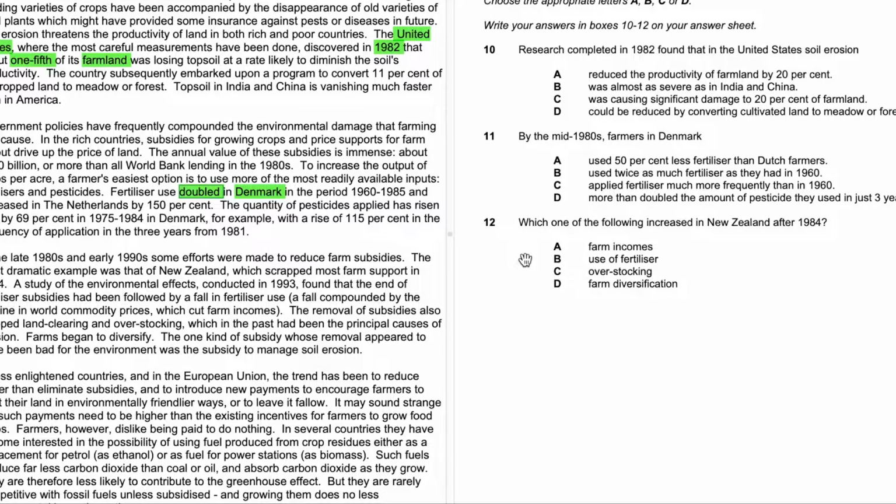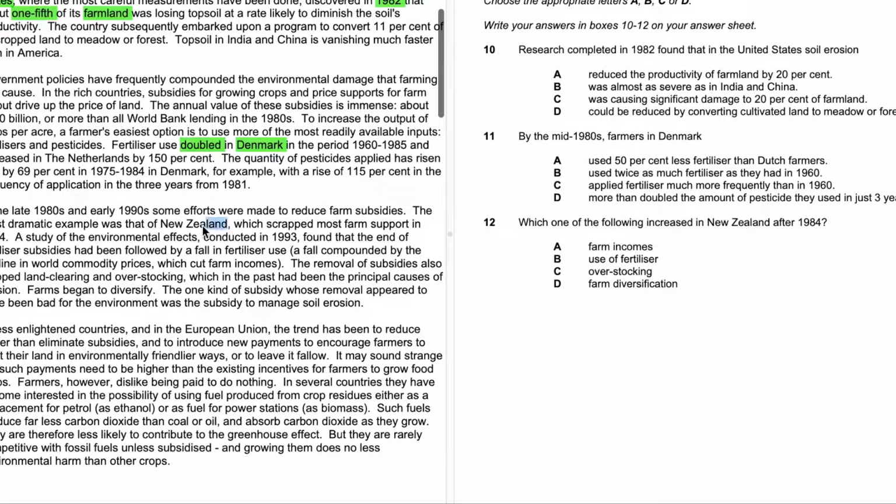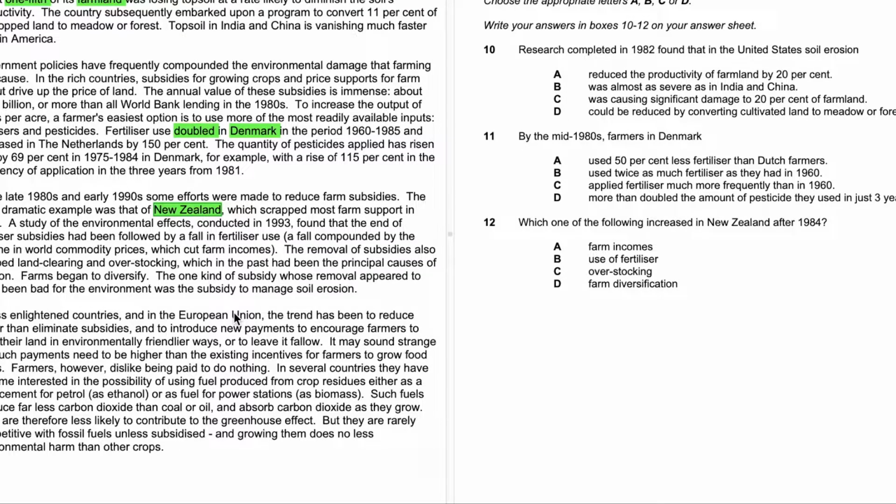Which one of the following increased in the New Zealand after 1984? A is farming comps, B use of fertilizer, C overstocking, D farm diversification. So our main keyword is going to be New Zealand in 1984. So in the following paragraph, we are mentioning about New Zealand, but we know that in 1984, what had happened there, we're supposed to know what exactly increased by that time.